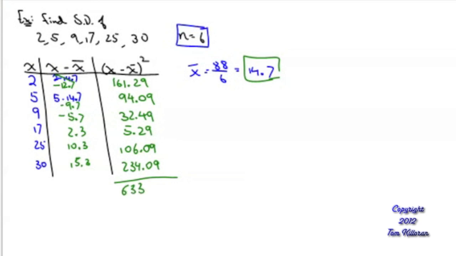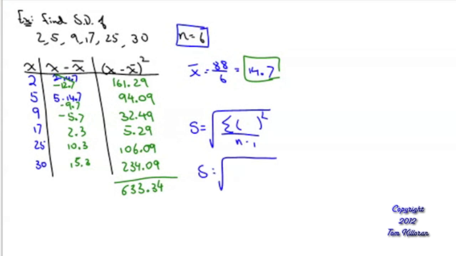633.34. Confirmation? Yes. All right. So this is the sum of my x minus x-bar squared. Now I'm going to put it into the formula. The formula says the standard deviation is equal to the square root of the summation of these square terms divided by n minus 1. What is the summation of these square terms? The 633.34.